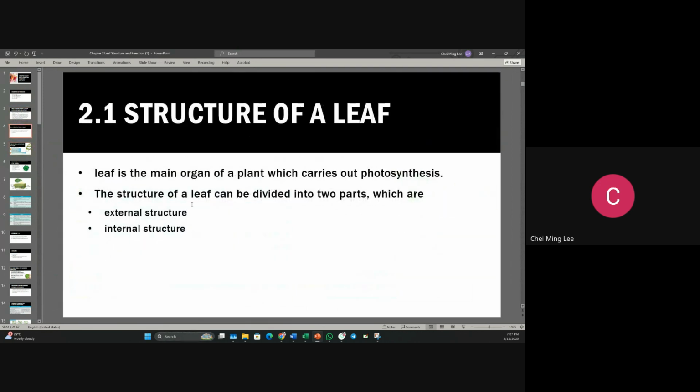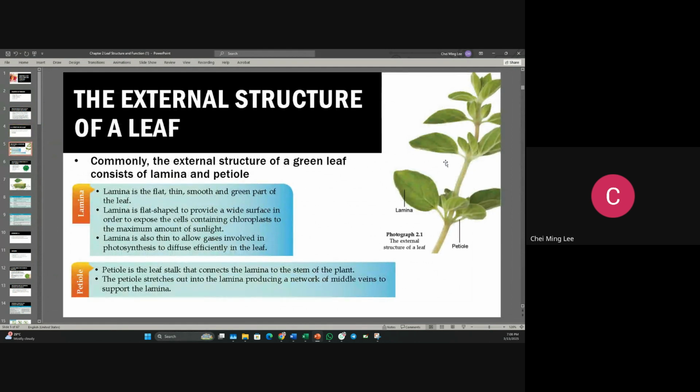All right, so now let's see the structure of the leaf. The leaf is the main organ that carries out photosynthesis, and it can be divided into two parts, external and internal structure. First, let's see the external structure of the leaf. Commonly, the external structure of the leaf consists of lamina and petiole. Lamina is this one. Petiole is this one.